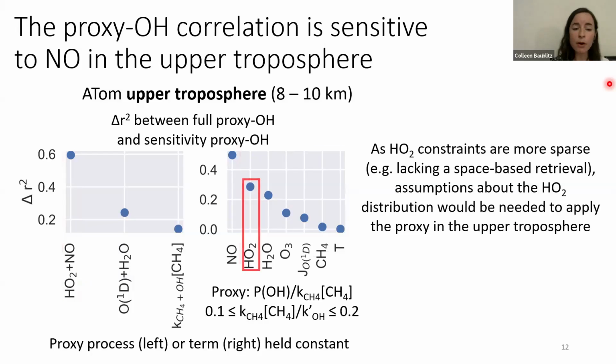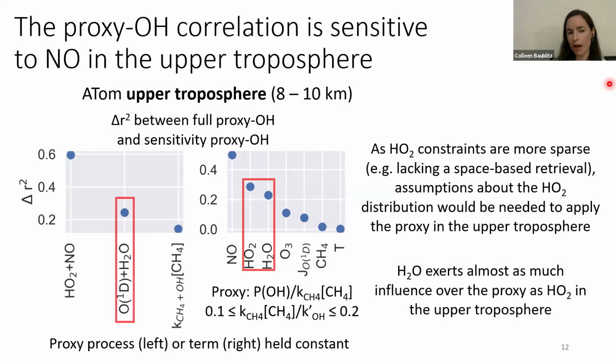Okay, but one thing maybe from there to note is that HO2 still is exerting some influence over the proxy relationship with OH. And so HO2 is a parameter within this analysis that essentially also has relatively sparse spatial constraints. For example, there's not really a space-based retrieval of HO2. And so what that means is if we were to attempt to apply other observational data sets to use this proxy in the upper troposphere, we would need to make some sort of assumptions about the HO2 distribution.